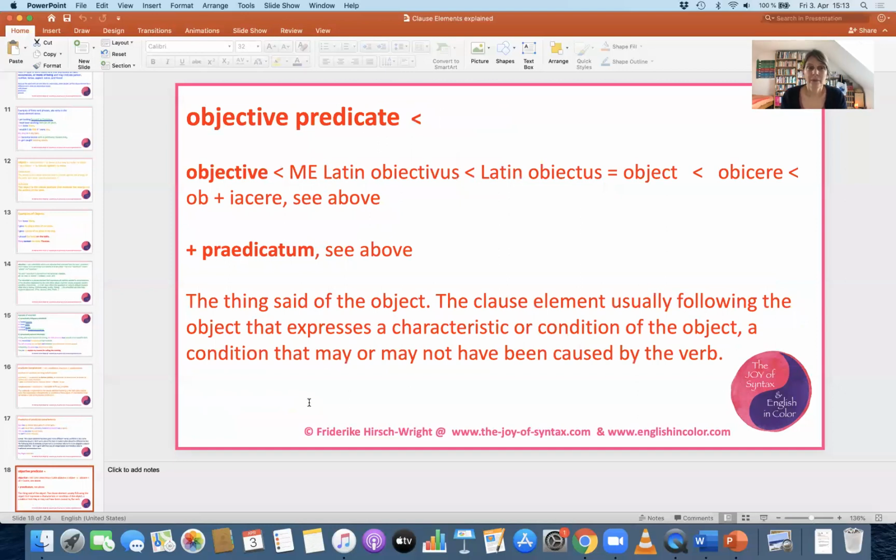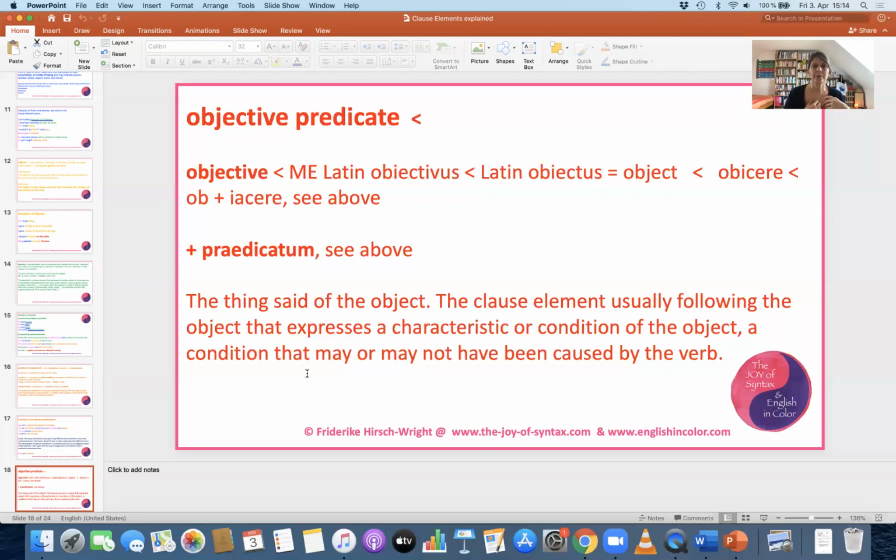Okay, finally, we have objective predicates. Now, I already explained these words. Basically, objective comes from the same word as object. So it means something thrown in the path of something. And predicatum was already explained. It's the thing that you say about something. So the objective predicate is the element that follows the object and expresses something about the object.